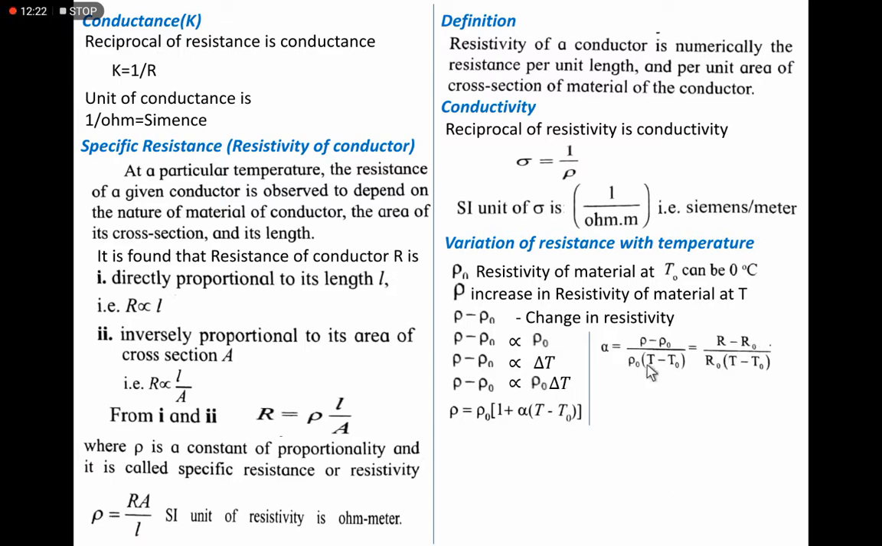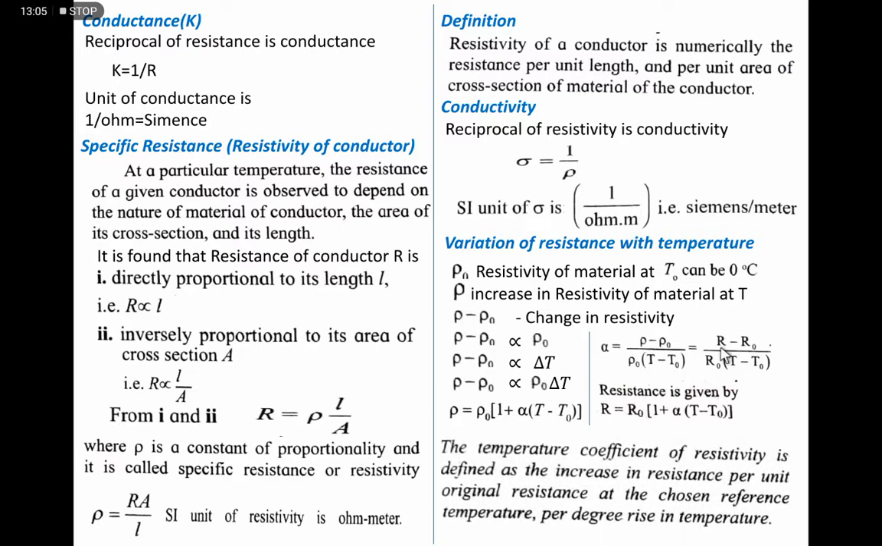Similarly, you can write alpha for resistance as R minus R naught divided by R naught into T minus T naught. So alpha is the coefficient of the resistivity of the conductor. The equation for the resistance is R is equal to R naught into bracket 1 plus alpha into T minus T naught. You can derive this equation in terms of the resistance, and practice using original resistance and change in resistance.